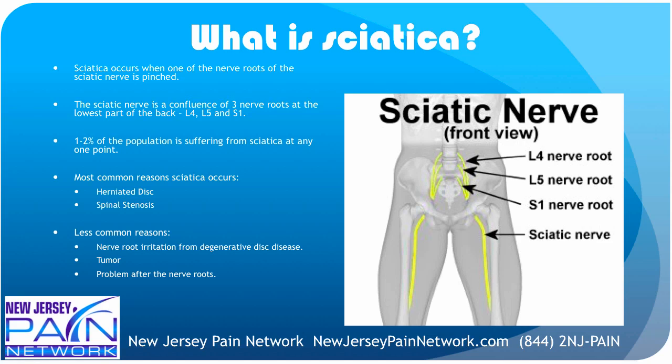1 to 2% of the population suffers from sciatica at any one point, and the most common reasons it occurs are either a herniated disc, also called a slip disc or prolapsed disc, or spinal stenosis, which is when arthritis causes overgrowth of soft tissue or bone, and that pinches on nerves. The less common reasons might be a nerve root irritation from degenerative disc disease.